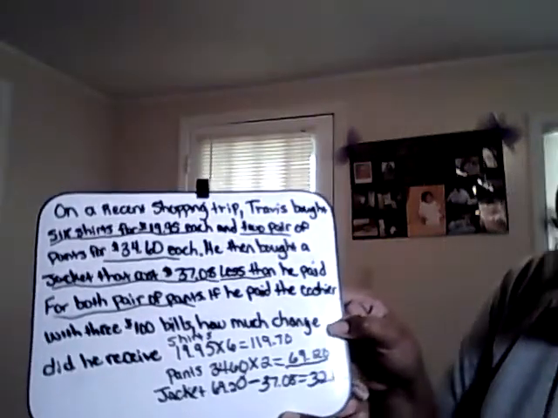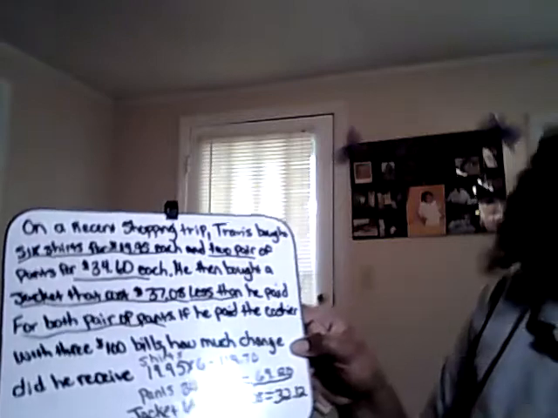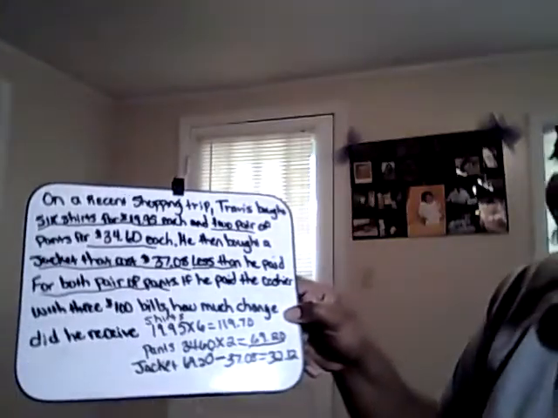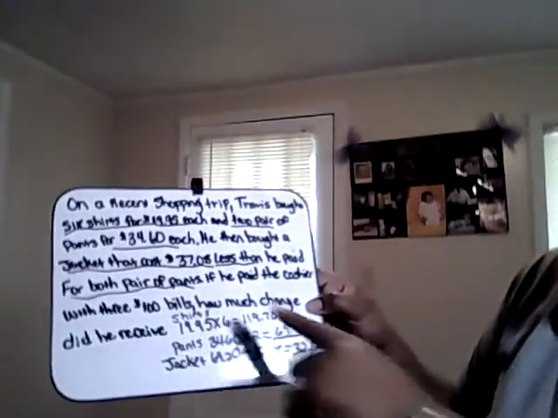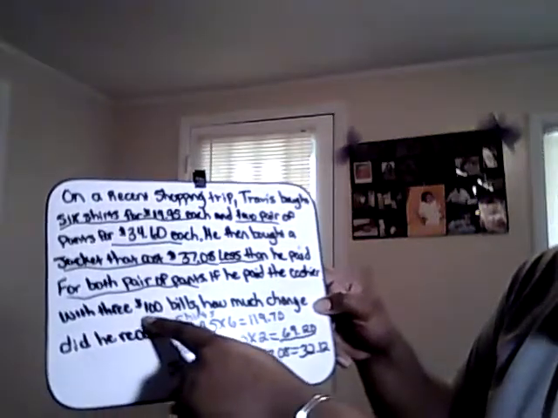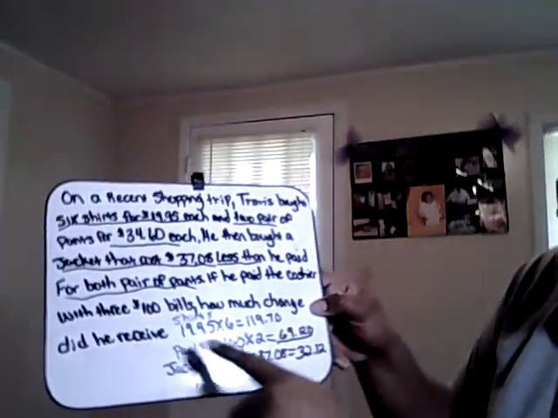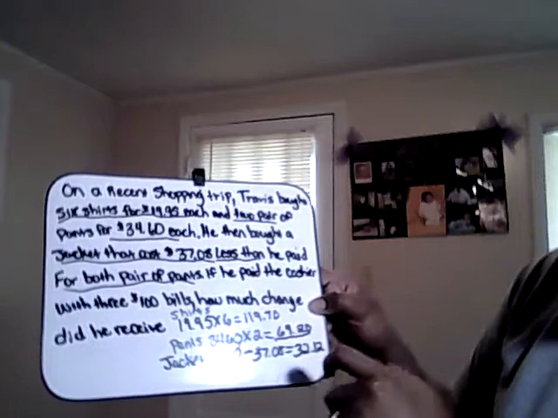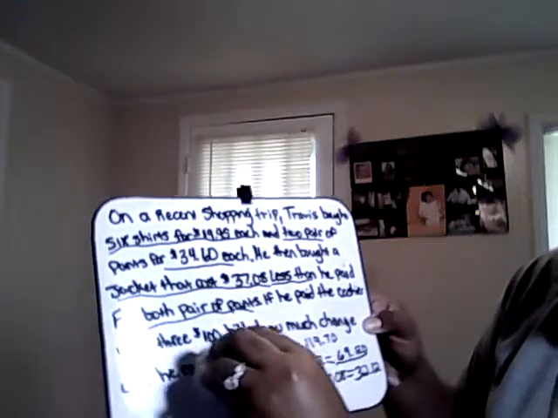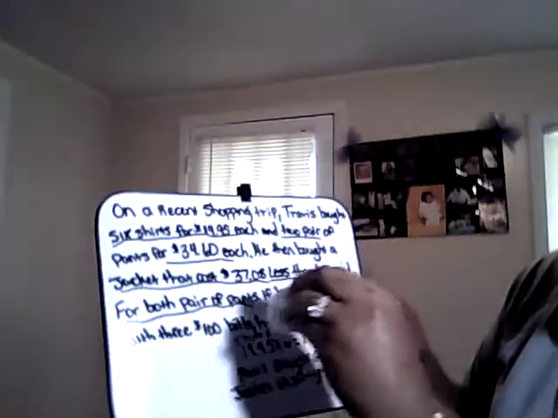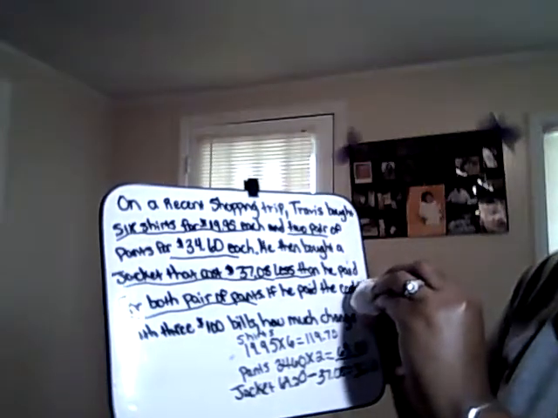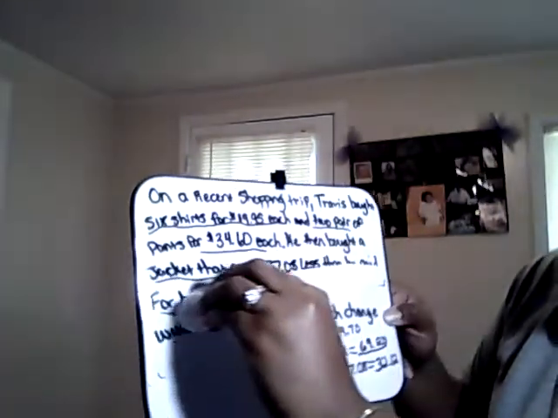So now we got to add all these totals together. It says he paid the cashier with $300 bills. How much change did he receive? So now we got to add all these up to figure out how much change he received. So I'm gonna go ahead and erase this and start up here.